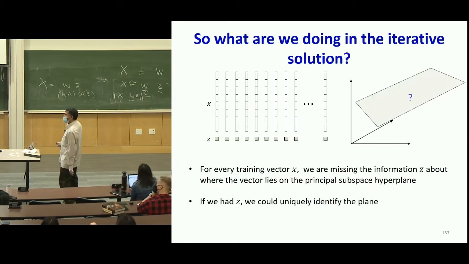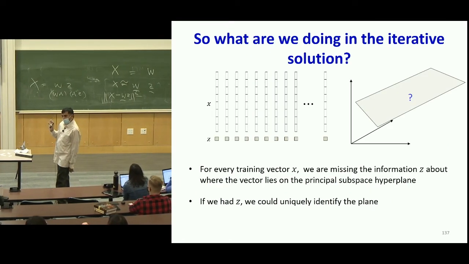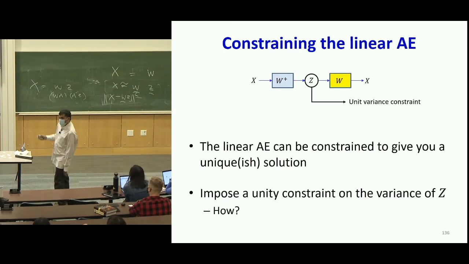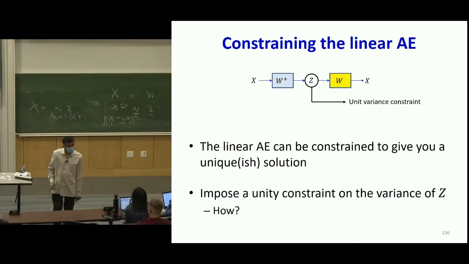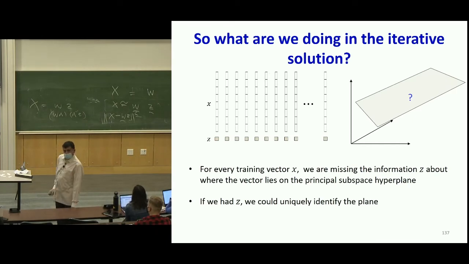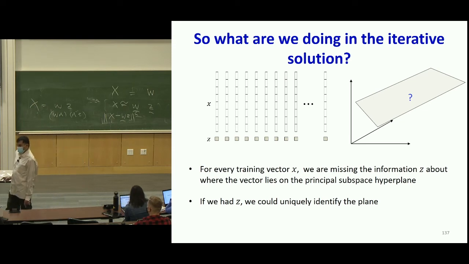Now, when I think of it procedurally, what am I really doing? I can fix my W and find my Z's, right? So I'm going to start off with some initial guess. My statement is that if I knew the coordinates for every data vector, then I can find the basis for the subspace. So the data that are missing are the coordinates for every data vector. So if I had the Z for every data vector, I can find the subspace. Unfortunately, I don't have the Z.